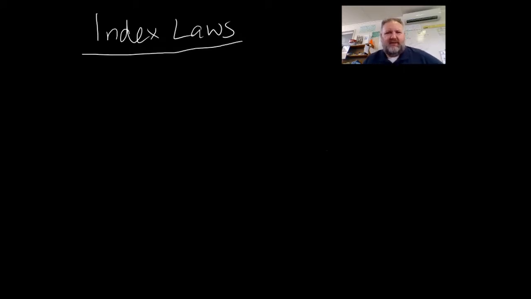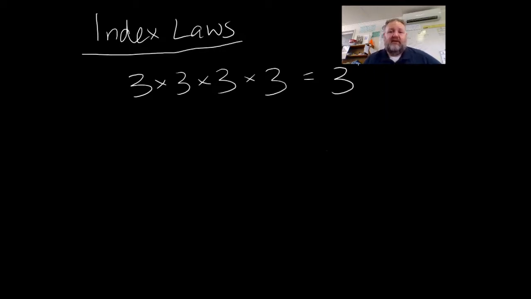Well, first of all, what is an index? If we have a number that is multiplied by itself numerous times, we could rewrite that in a much easier way and say that that is like 3 to the power of 4. Now in this instance, the 3 is what's known as the base, whereas the 4 is what is known as the index. Okay, so when we're talking about index laws, we are talking about laws that govern the use of these indexes.